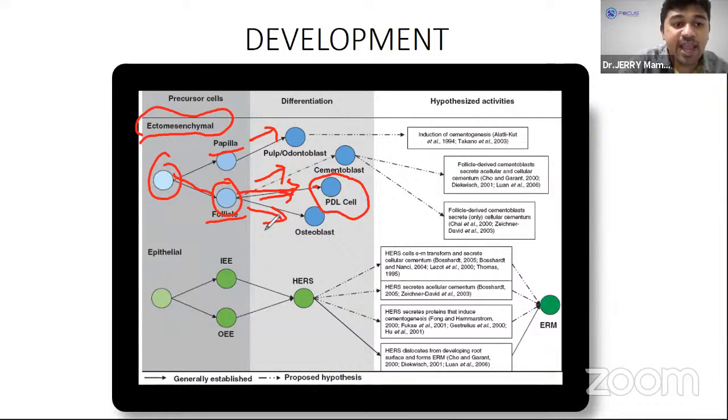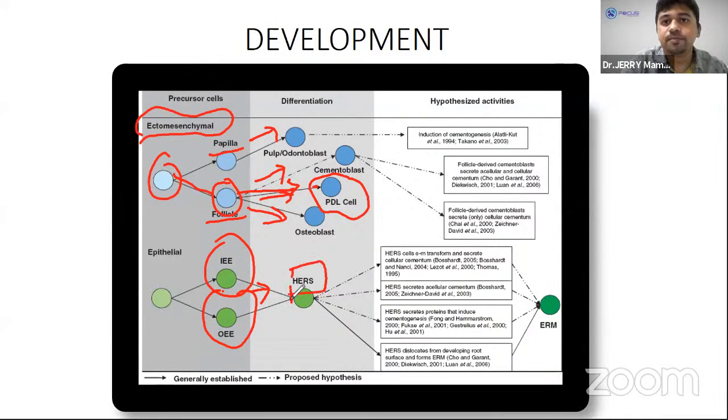In the same way, epithelial cells: once the crown formation is done, do they play any role in root formation? Some hypotheses are going on. The inner enamel epithelium and the outer enamel epithelium together form what? Your HERS. What is HERS? What does HERS stand for?